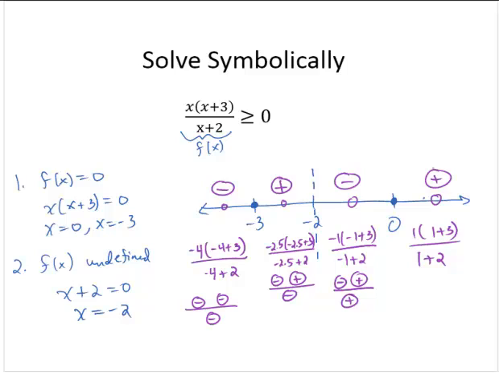So now we were asked to solve where the function is greater than or equal to 0. Well, greater than or equal to 0 means positive or 0, so we would have this interval, and we could include that endpoint. We would exclude the negative 2, and this fourth interval, and we would include the endpoint at 0. So the solution is negative 3 to negative 2, union bracket 0 to infinity.